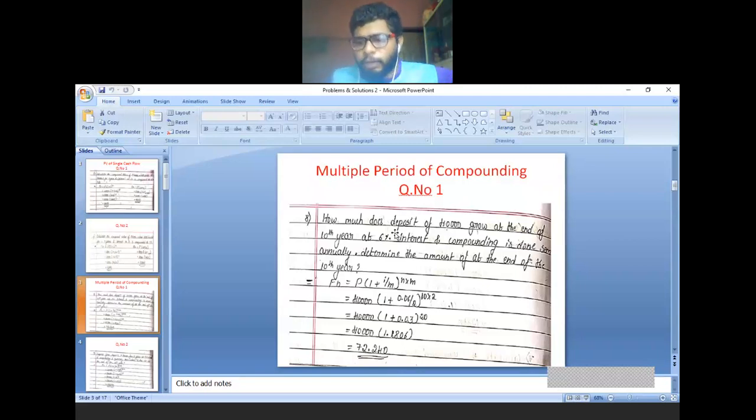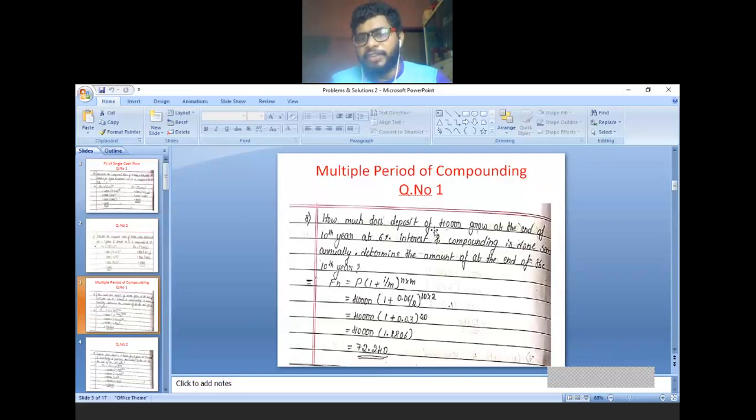It is very easy to remember. For multiple period of compounding, only m will come in the formula. What do you mean by m? m means the number of times of compounding. If it is half yearly, m is equal to 2. If it is quarterly, m is equal to 4. If it is monthly, m is equal to 12. If it is weekly, m is equal to 52. If it is daily calculation, m is equal to 365. Now we'll see the problem.